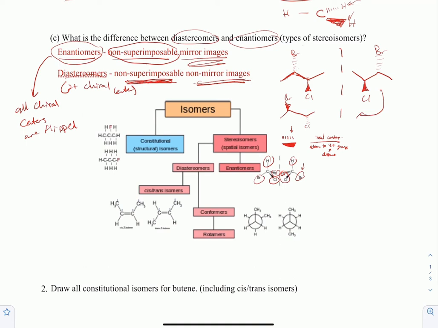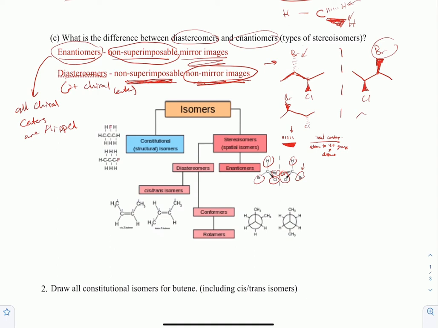Okay, so let's say I drew instead a wedge here for this bromine. Notice that it's no longer a mirror image. That's what we mean by non-mirror image. So it looks relatively the same, but in 3D space, this bromine is now coming out of the page where it was going into the page here. So it's not a mirror image, but it has the same chiral centers.